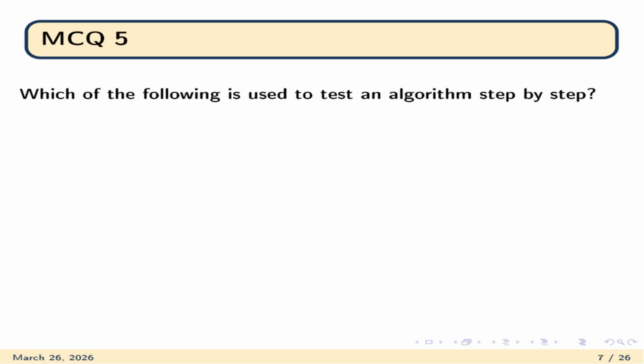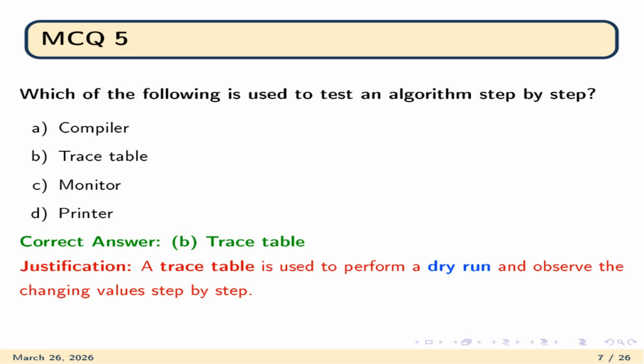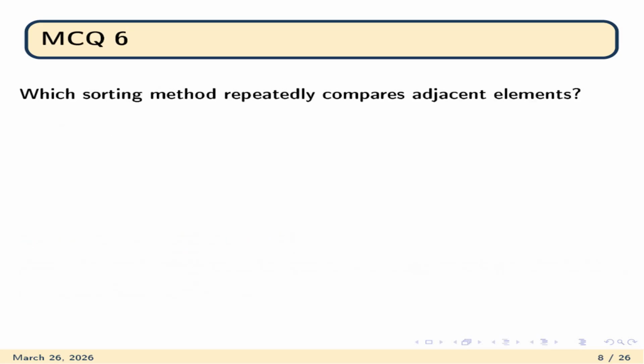Question number 5. Which of the following is used to test an algorithm step by step? Compiler, trace table, monitor, printer. The correct option is the trace table. A trace table is used to perform a dry run and observe the changing values step by step.